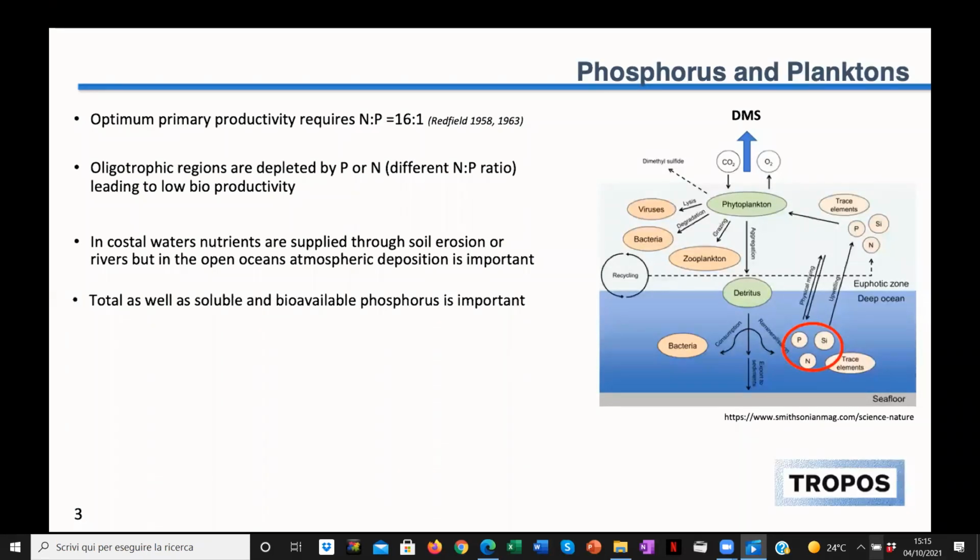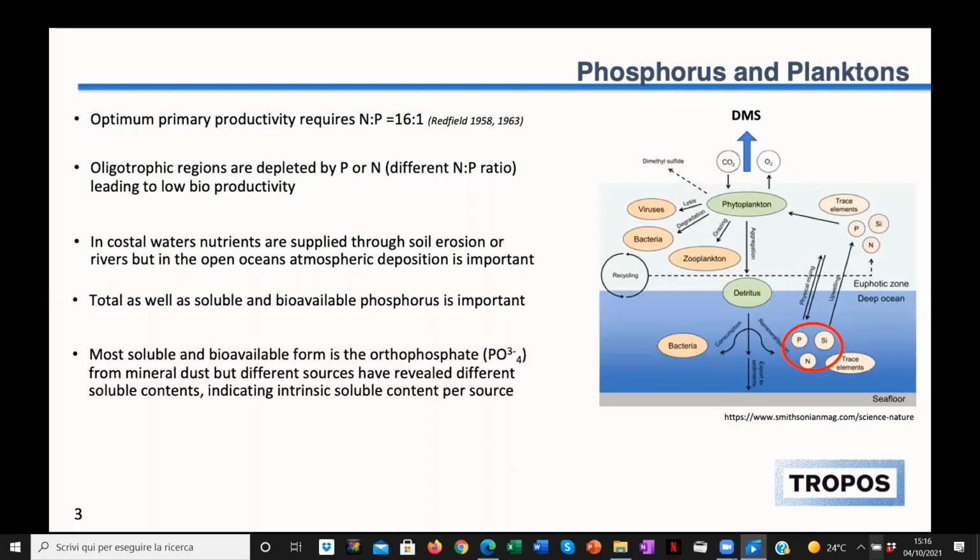The total amount of nutrients is important. So the total phosphorus in this case is important, but even more necessary is to know the soluble and bioavailable phosphorus that is readily available for the plankton to carry out their metabolism. Most often, orthophosphates have been referred to as the most bioavailable forms of phosphorus, which are typically sourced from mineral dust.